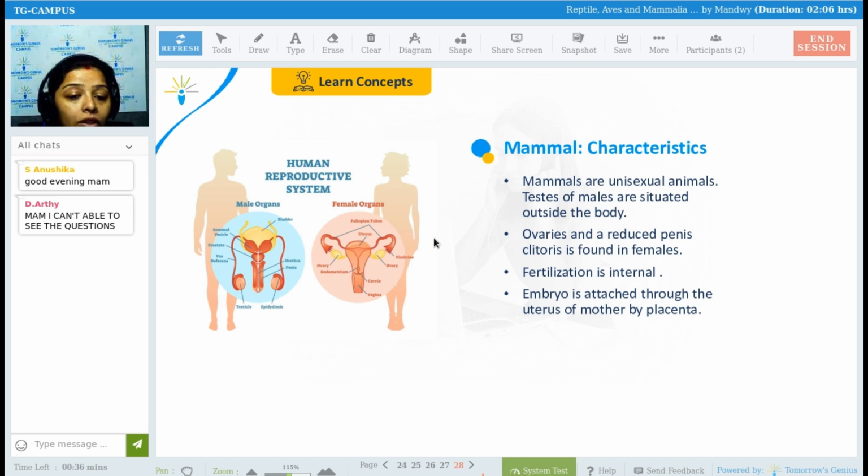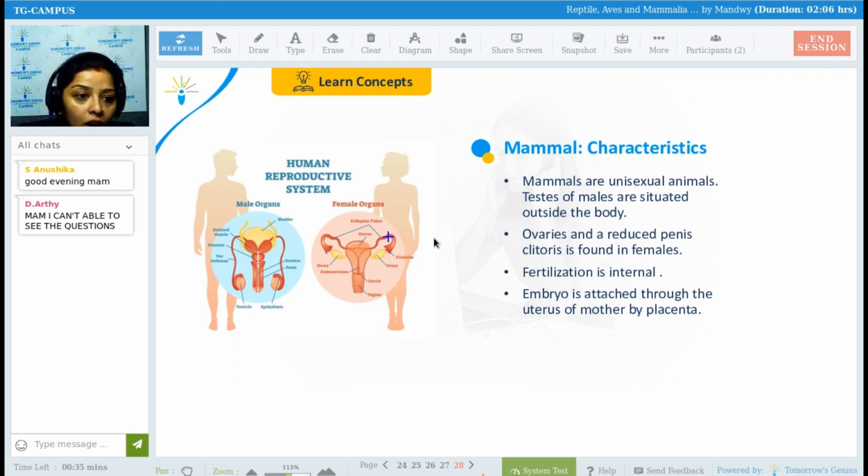reproductive tract, and now the sperm or the gamete will reach to the fallopian tube or oviduct where the fertilization takes place. Fertilization means fusion of male and female gamete takes place. Okay, where? In the oviduct or fallopian tube. Here the fertilization is taking place inside the body, so it is internal. Now, after that, what will happen?